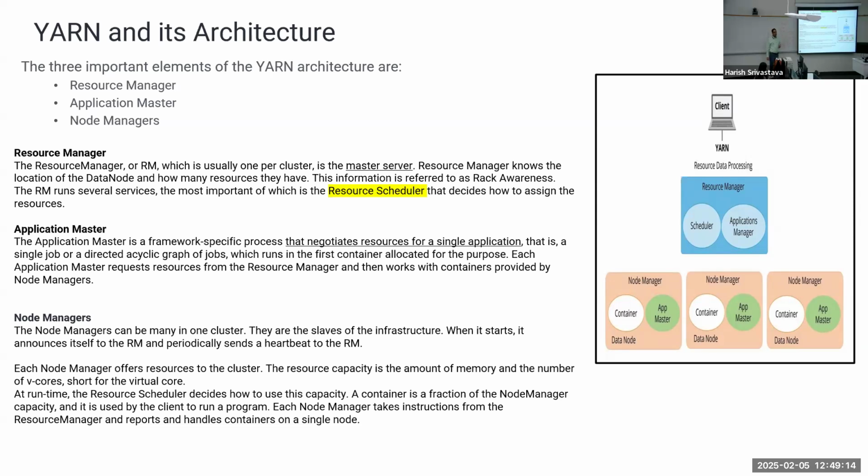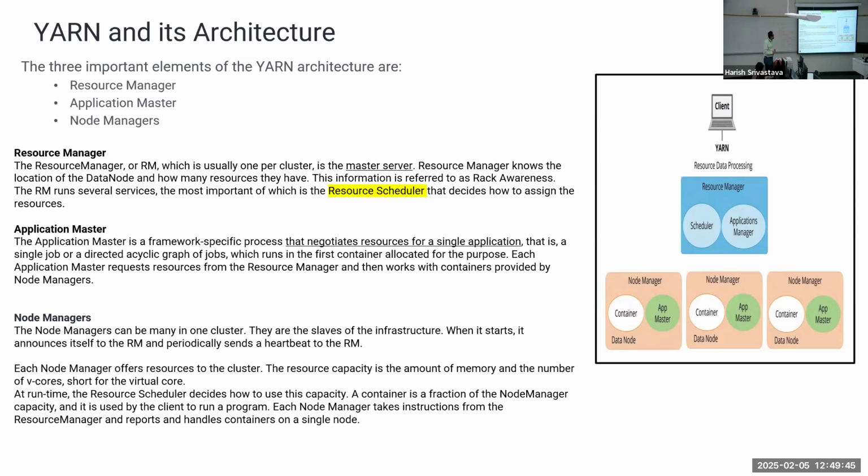Why should it know the location of the data node? Because it wants to know whether the data node is active or passive, whether it is running or down. If it is running, is it available for taking up tasks or not? Is the disk space empty or full? Is the CPU utilization within the threshold or higher than that? Is the memory allocation available or not? All that information needs to be known by the resource manager.